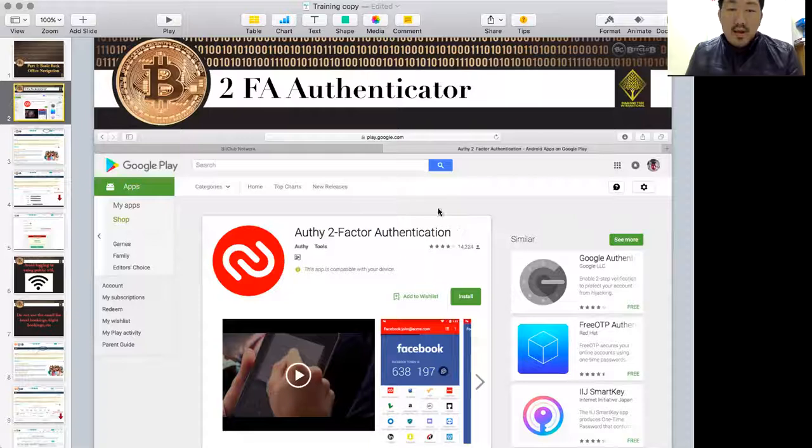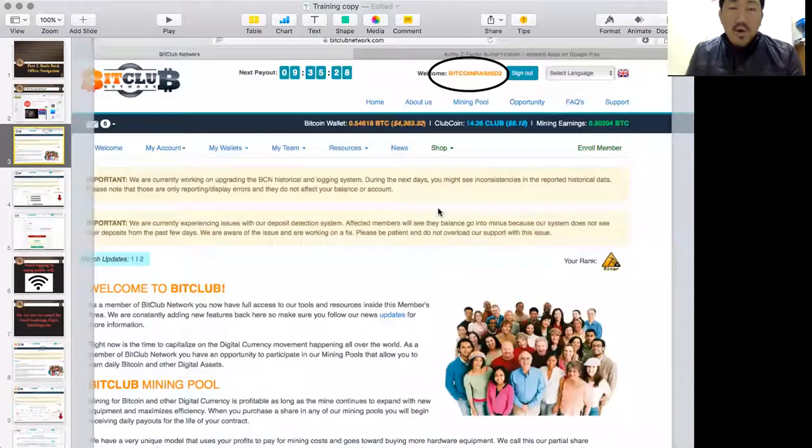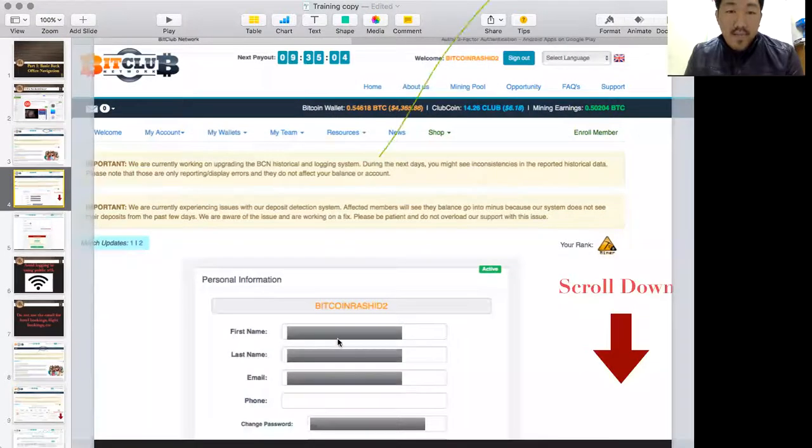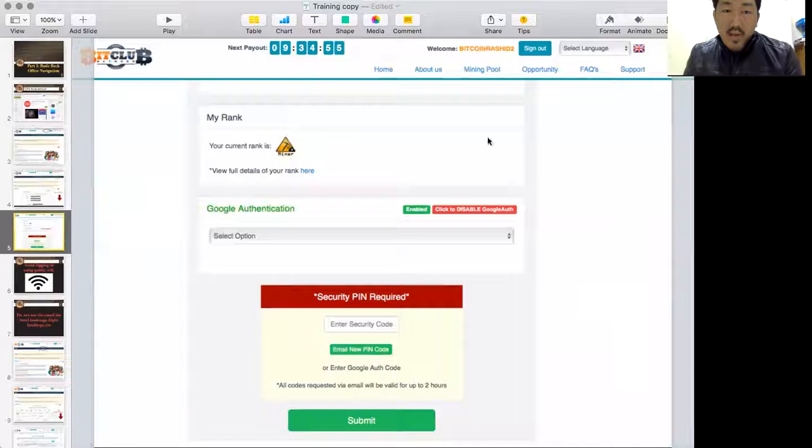So to set this up, first you want to log in to your account. Once you log in, this will be the main menu. Click on your ID up here and it will take you here. It will show all your basic information. From here, scroll all the way down, and here is where you will set up your authentication. So right here, it's already enabled.